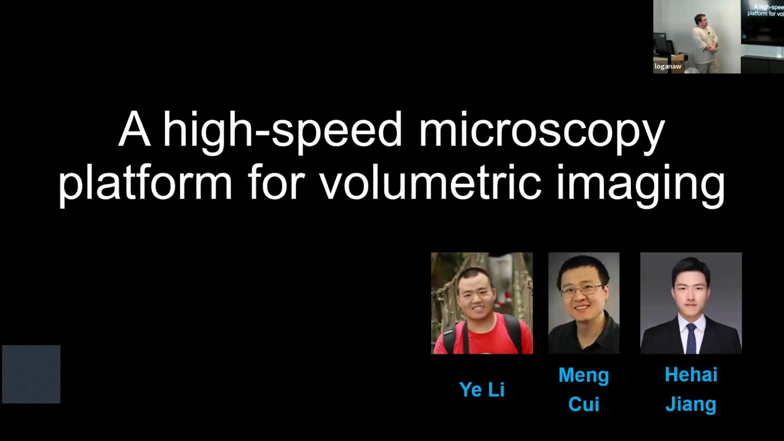We'll talk about that when we get there, but I just wanted to structure that in your brain. So in this first part, I'll talk about the microscope that I just mentioned, and in addition to Darwin, obviously, this was work with Ye Li and Hehai Jiang, who is a grad student at Purdue. Ye is a research investigator now at Michigan. And then Meng was Hehai's PhD advisor at Purdue.